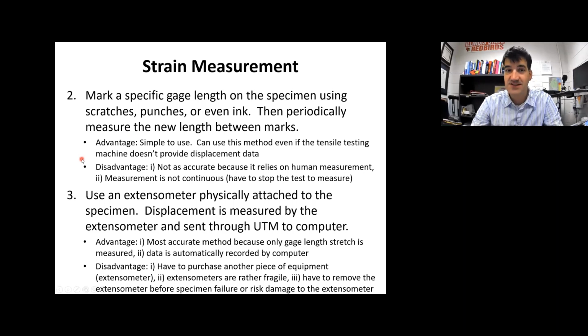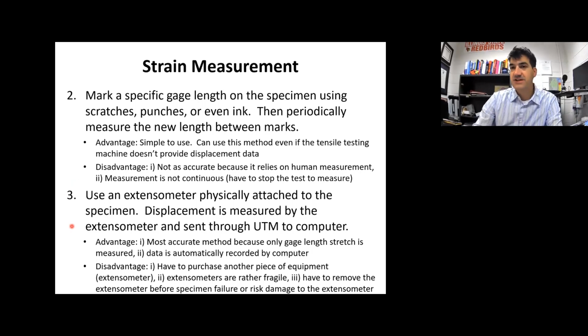The advantage here, obviously, is it's super simple to use. Even if you're using really simple test measuring equipment, you can use this method. The disadvantage here, obviously it relies on human measurement, so there's opportunity for human error in there. And the second thing is that it's not continuous. You have to stop the test to re-measure the length and then run it again, then stop it. So you're not getting a smooth, continuous data stream. You're only getting these periodic data points that happen, however often you want to stop the test.